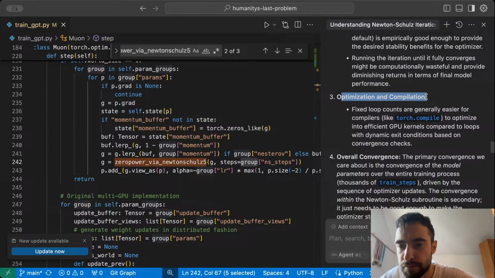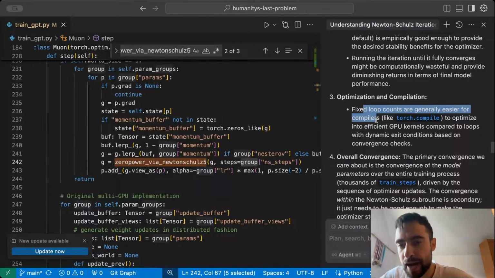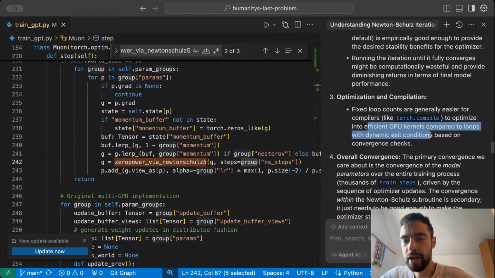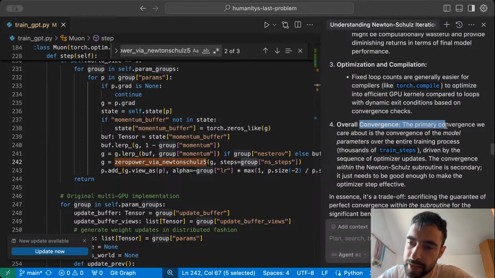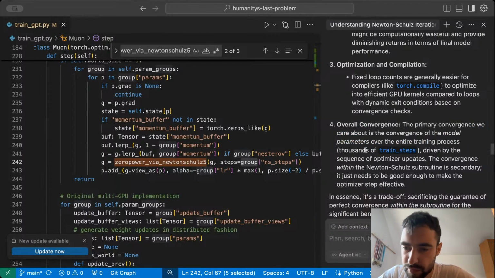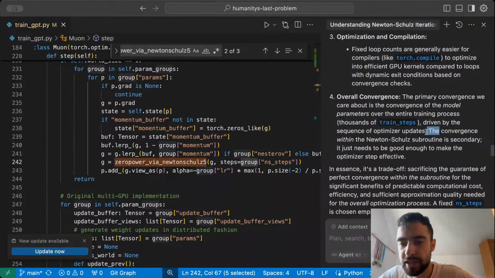Optimization and compilation. Fixed loop counts are generally easier for compilers like Torch compile to optimize into efficient GPU kernels compared to loops. Okay. The primary convergence we care about is the convergence of the model parameters over the entire training process, thousands of training steps, driven by the sequence of optimizer updates. The convergence within this convergence is secondary.